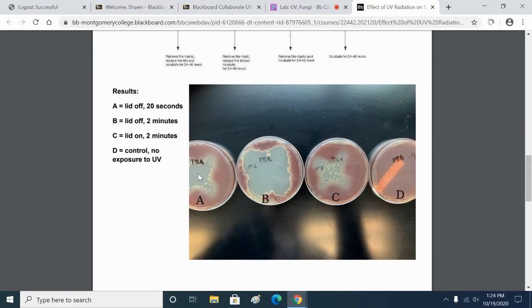And then plate C, we left the lid on. And Petri plates are made from a type of plastic called polystyrene, a very common cheap plastic. It holds up pretty well, but does it block UV? Does polystyrene block UV? Look at plate C. And what do you see on plate C?